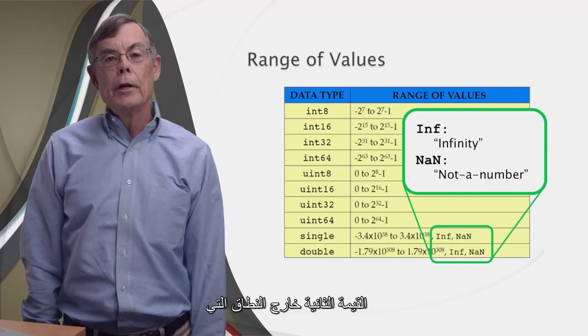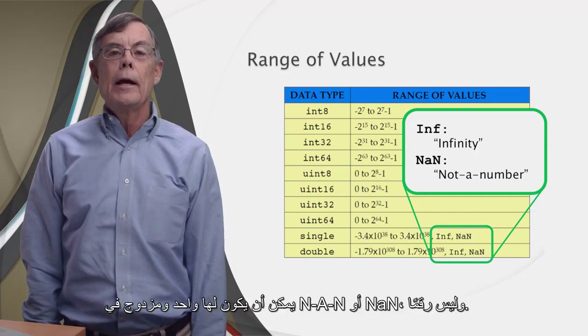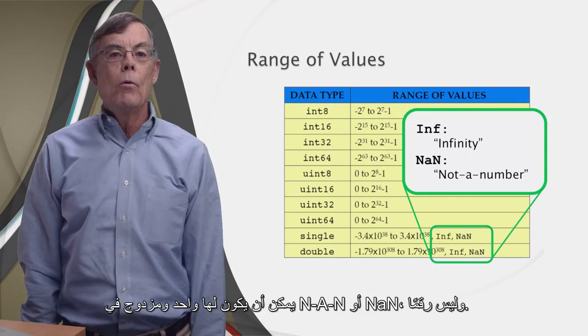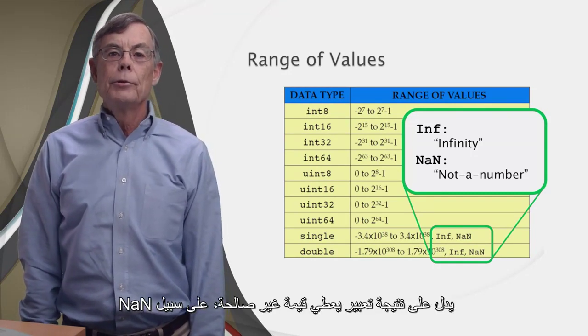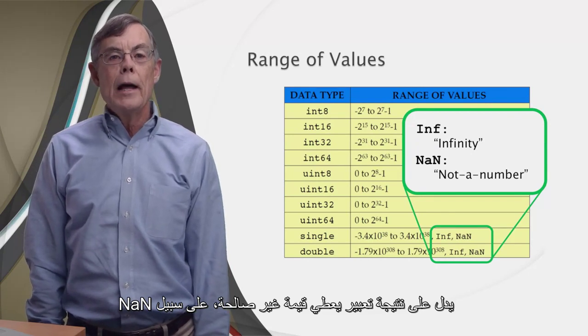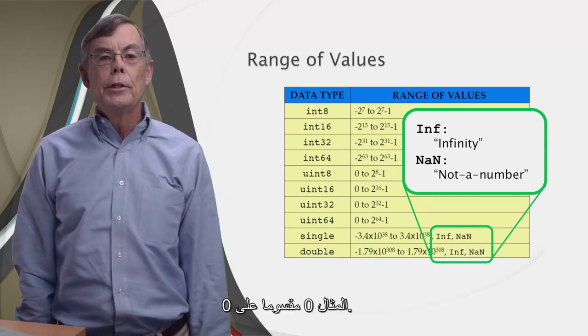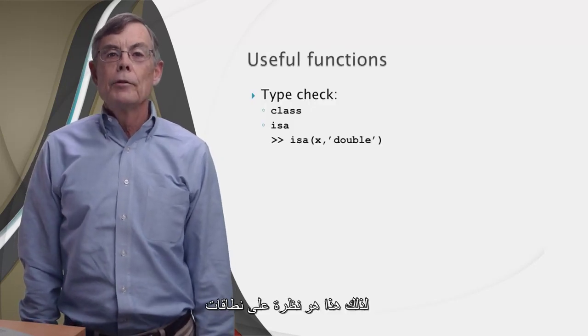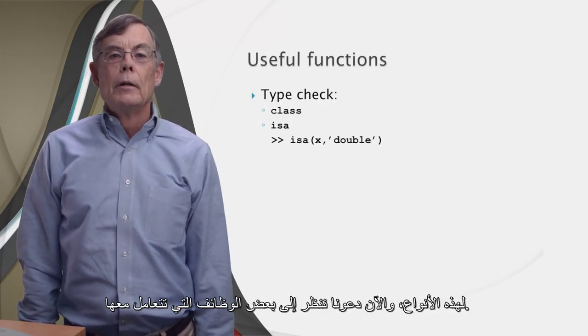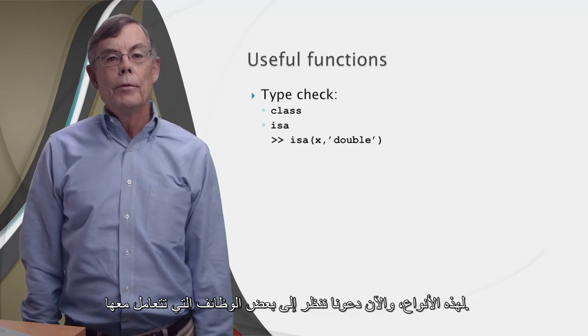The second out-of-range value that a single and a double can have is NaN, for not a number. NaN signifies the result of an expression that gives an invalid value. For example, 0 divided by 0. So that's a look at the ranges for these types. Now let's look at some functions that deal with them.